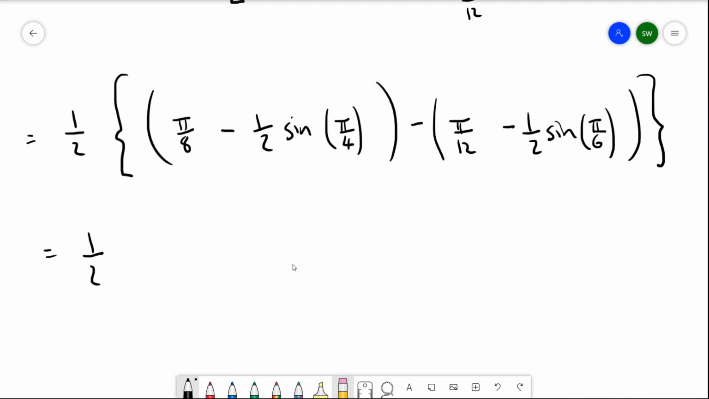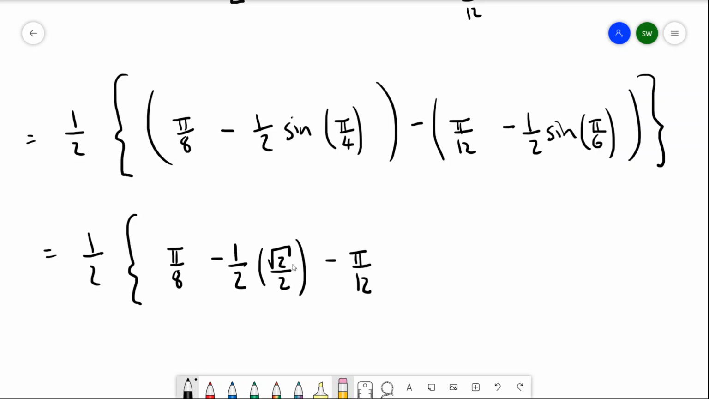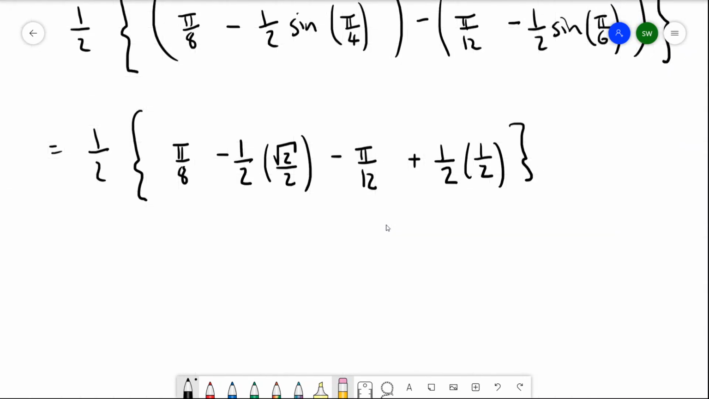So I'm going to leave the half at the front and try and simplify this. So we're going to have pi over 8 minus a half, and then sine of pi over 4 is root 2 over 2. And then minus pi over 12, and then plus, because we've got minus minus, so plus a half, and sine of pi over 6 is a half. So if we collect together these terms with pi in, we've got pi over 24, because 1/8 minus a 12th is a 24th.